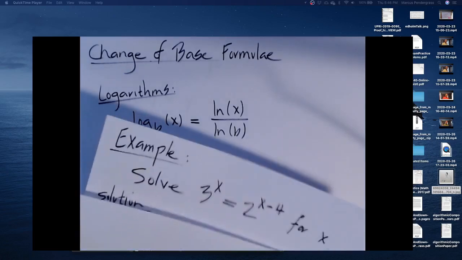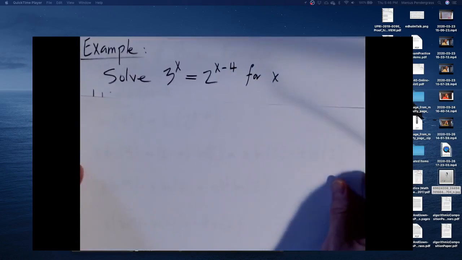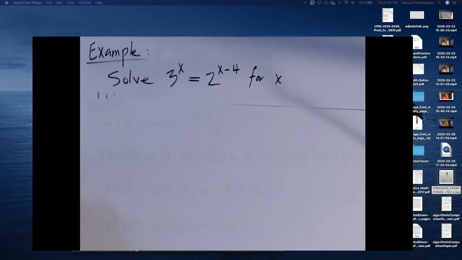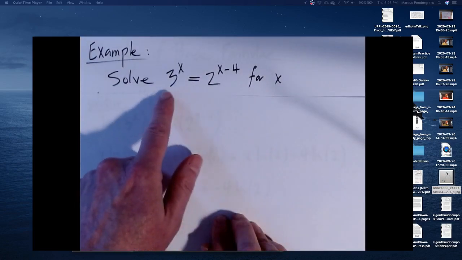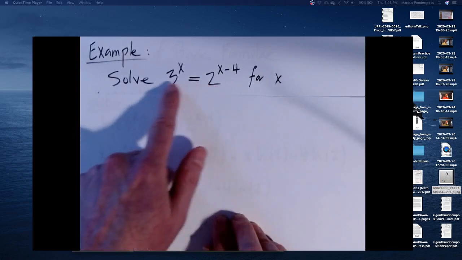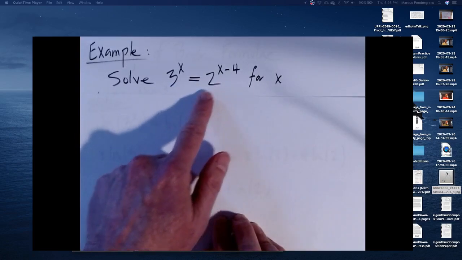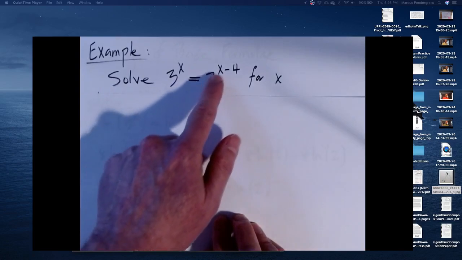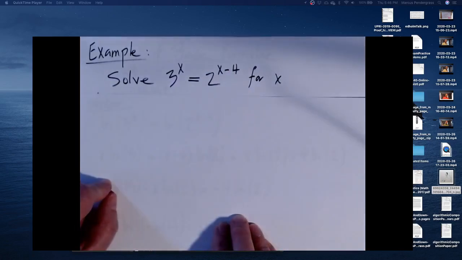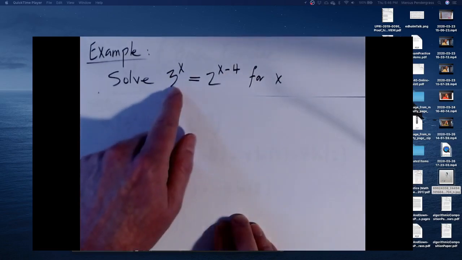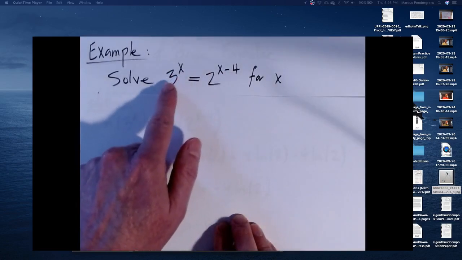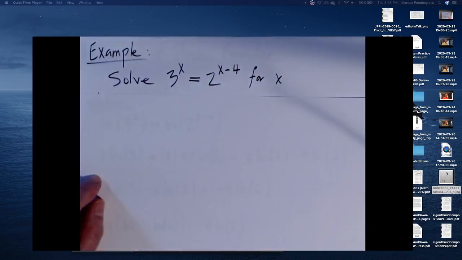Here's a final example, one that we really couldn't have done at the start of the lecture because it has this complication. I've got two exponential expressions, but the bases are different now. So 3 to the x equals 2 to the x minus 4, and I want to solve that for x. I can't just say that x equals x minus 4 here because I can't equate the exponents, in other words, because the bases are different. So how could we solve this guy?